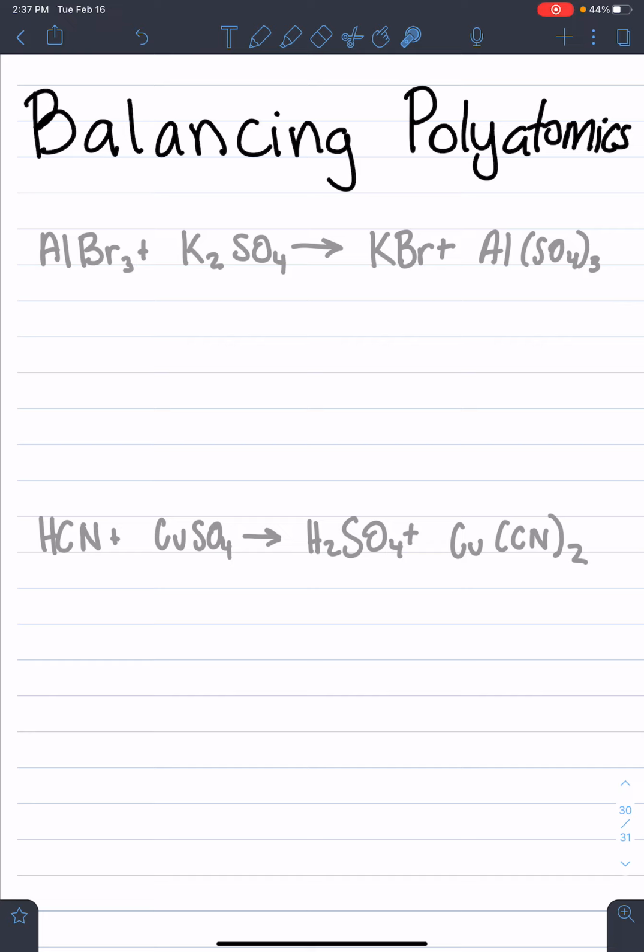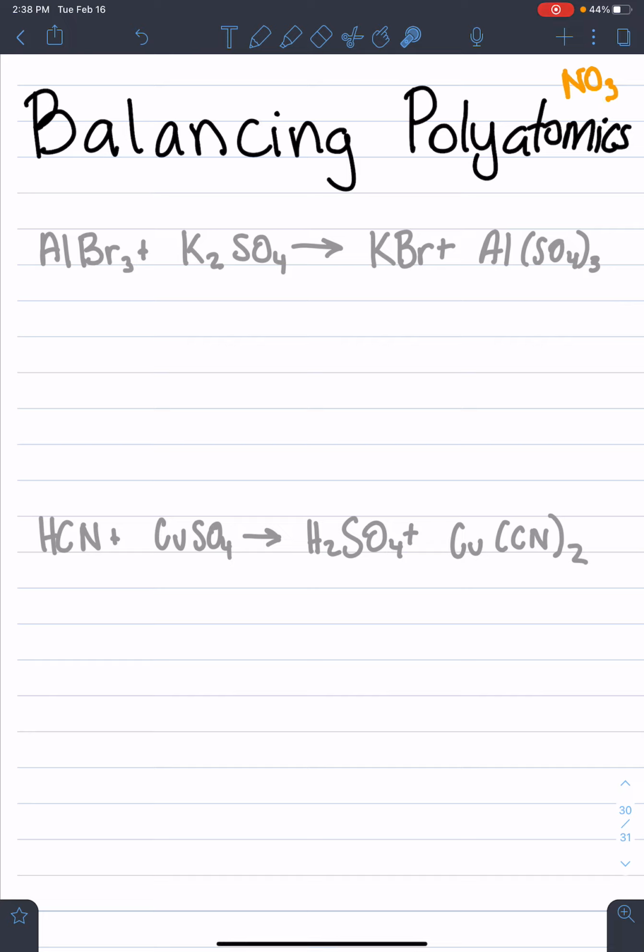So the first thing is we need to talk about what even a polyatomic is. So a polyatomic is an ion that's going to stay together throughout the reaction. So it's going to be the same on the left side and on the right side. So an example is going to be NO3. So you'll see that it's made up of two different elements, and they're going to be staying together on one side of the equation and on the other side of the equation.